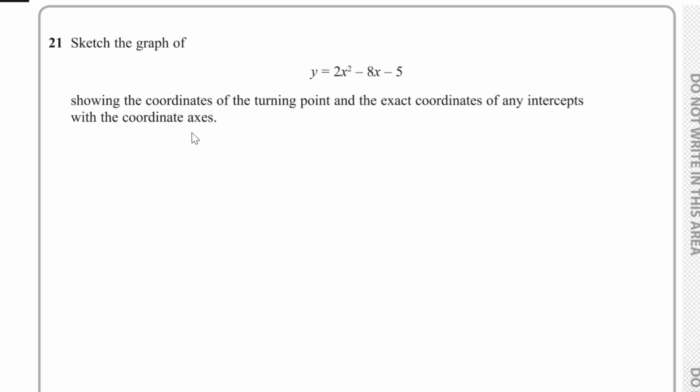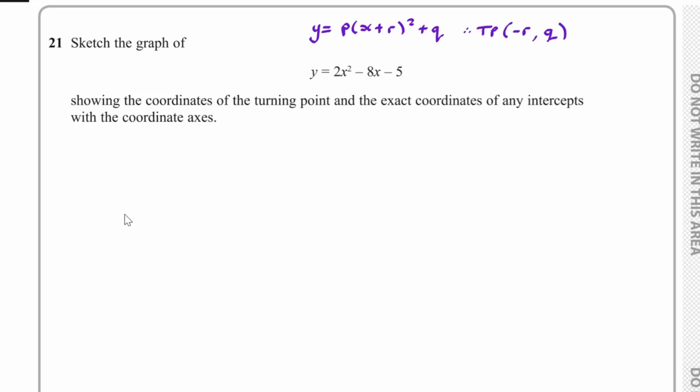Okay. Now, because it says turning point, that suggests to us that we have to complete the square. Now when we complete the square, we're going to end up with y equals something looking like p lots of x plus r all squared plus q. Okay, and over here, the coordinates of the turning point would be minus r, q. And for us to get this into this form, we would have to complete the square. And that can help us actually to solve the equation, because if we solve the equation, that helps us find the exact coordinates of any intercepts with the coordinate axis.